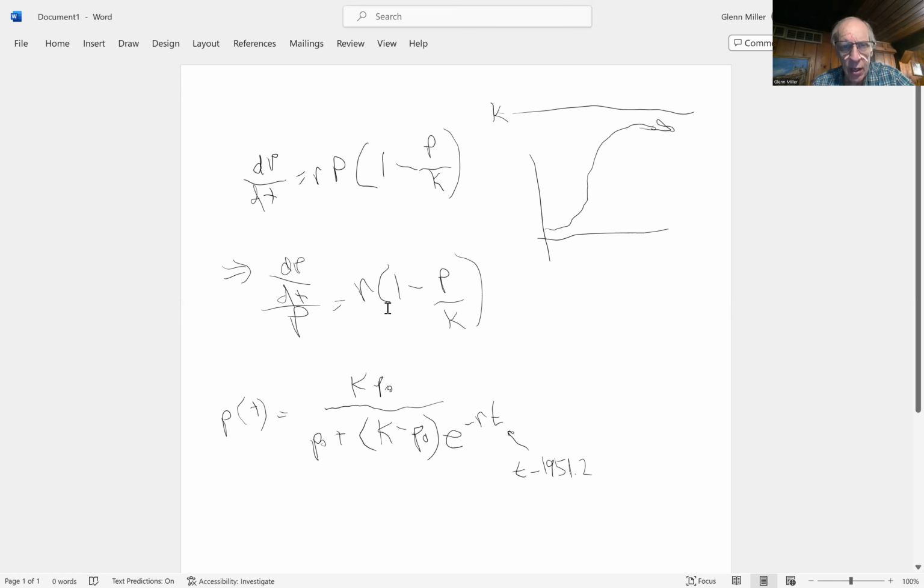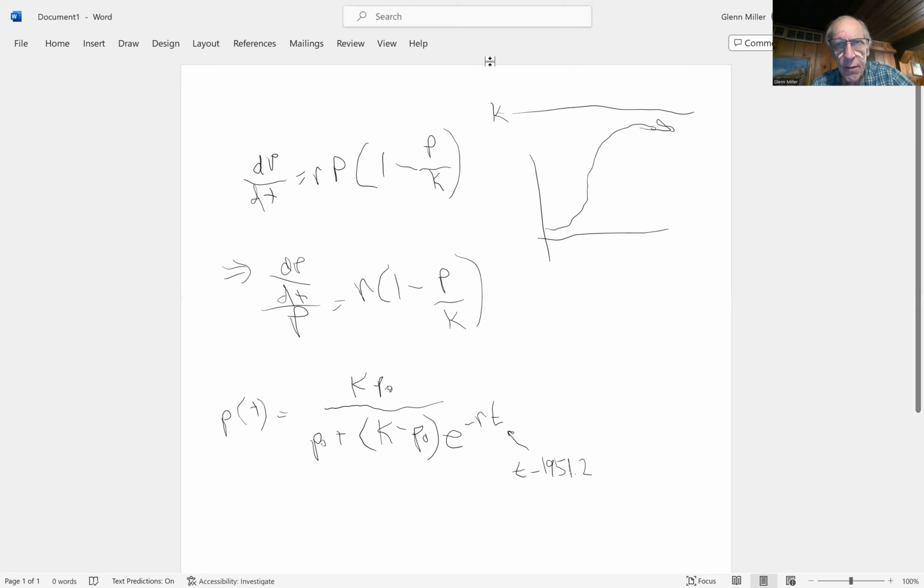So maybe ask your instructor to show you the solution to this differential equation, right? To solve a differential equation, you integrate. Here you can separate the variables, integrate, and you use a technique called partial fractions to come up with a solution. P0 is the initial value of the population.